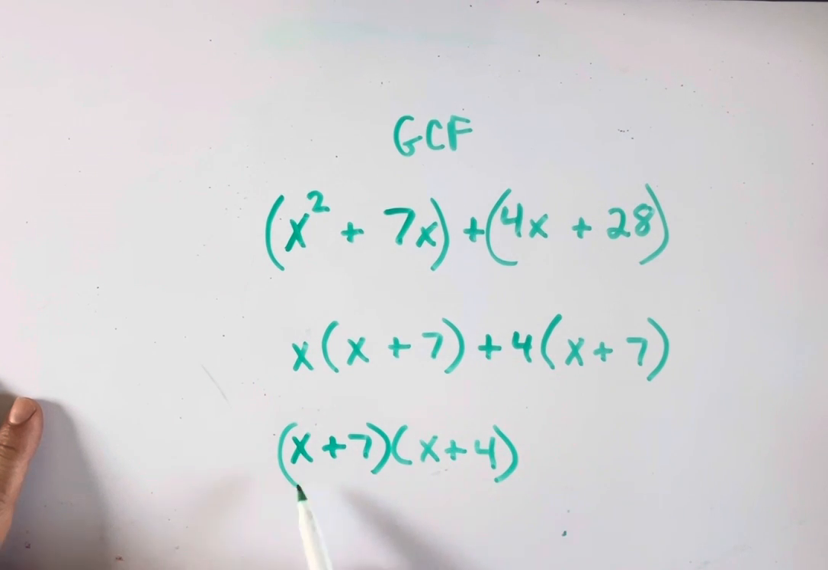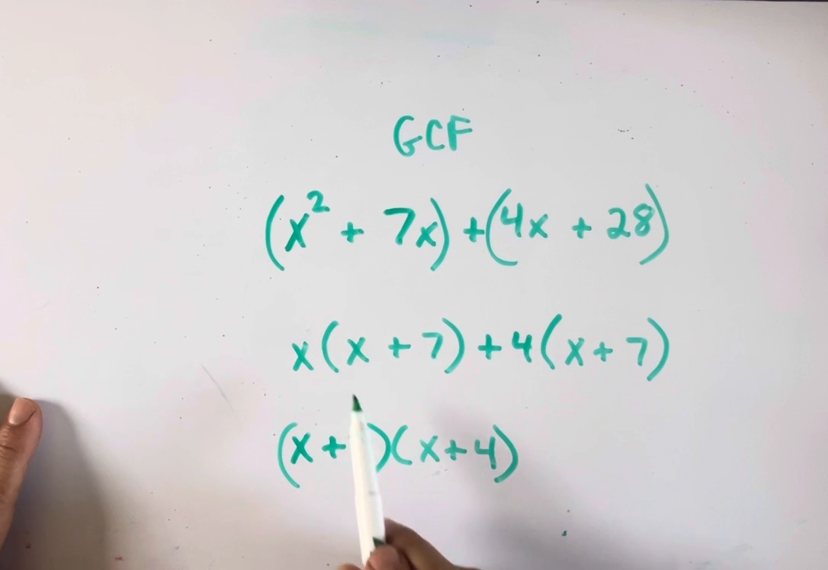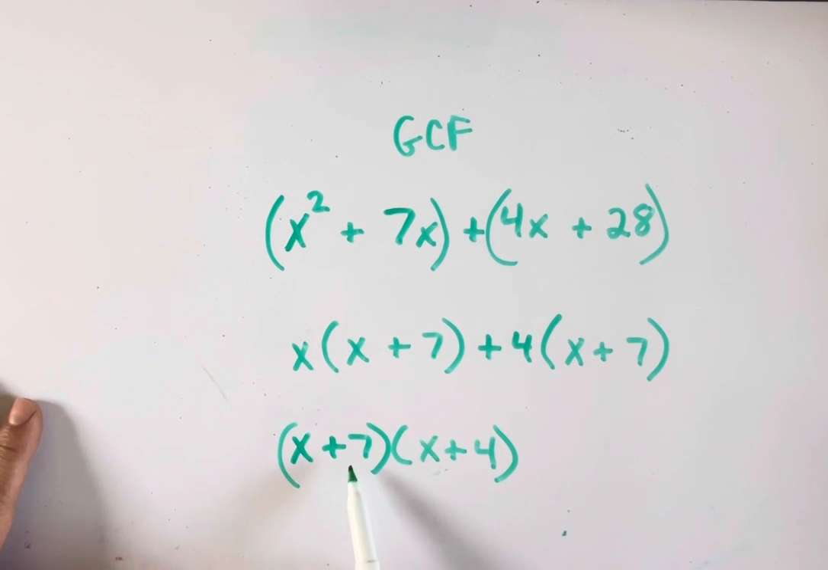Doesn't matter which order they're in. It could be x plus 4 and then x plus 7. But we have grouped these and factored them by taking the GCF out of 2 different binomials. We end up with x plus 7 times x plus 4.